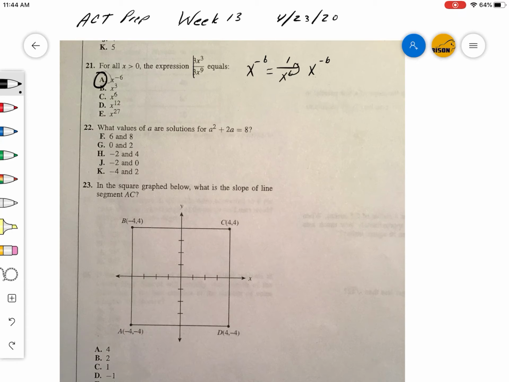22. What values of a are solutions of a squared plus 2a equals 8? I think our best option on this is maybe just to take a look at our answer choices and see if any of them work. So let's take a look at F. It says 6 and 8. All right, let's try one of them.